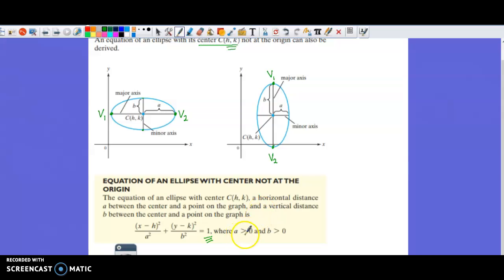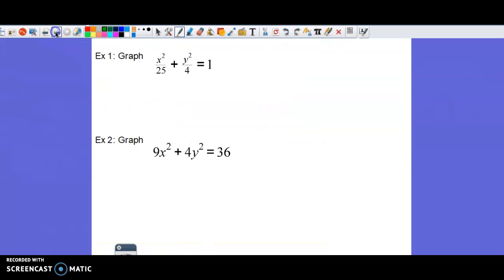I guess they did put a caveat in here that a and b must be positive values, because if we get a negative in there, it might seem like a weird statement. And then it has to be a plus in here. If it's a minus, it turns into a hyperbola, which we'll see at some point soon.